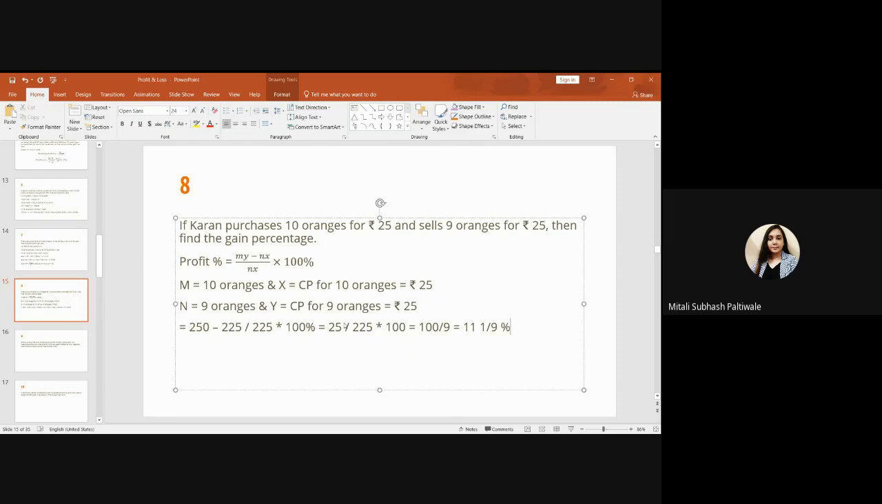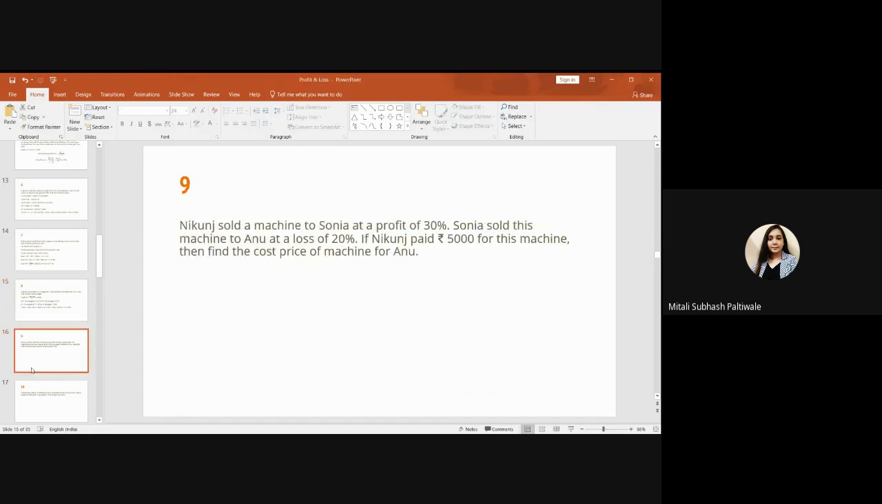You can go by both of the formulas. Okay, so yeah, that's it. Now let's move on to the next question.